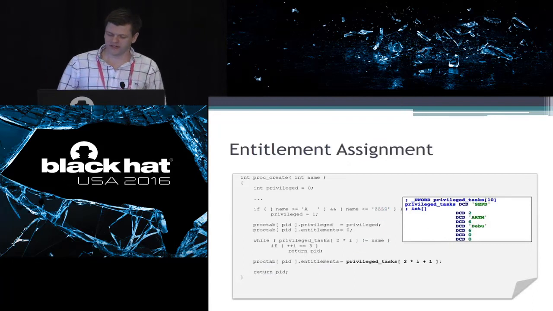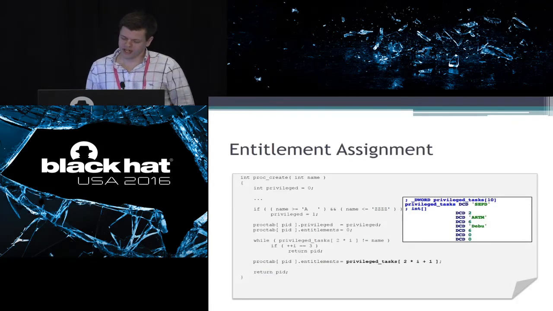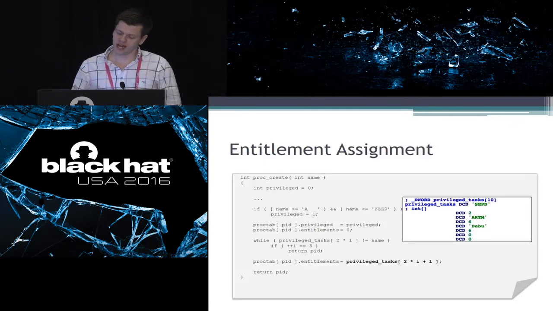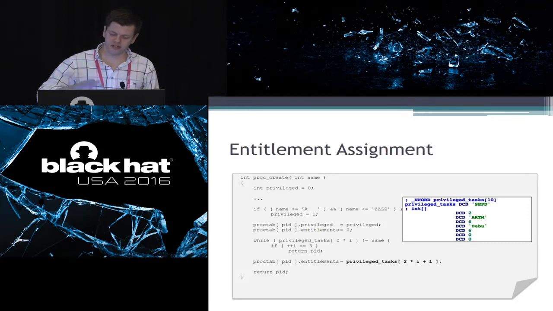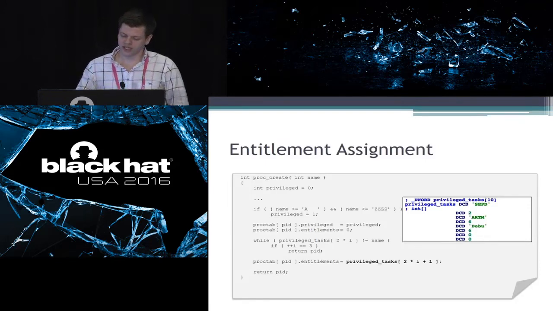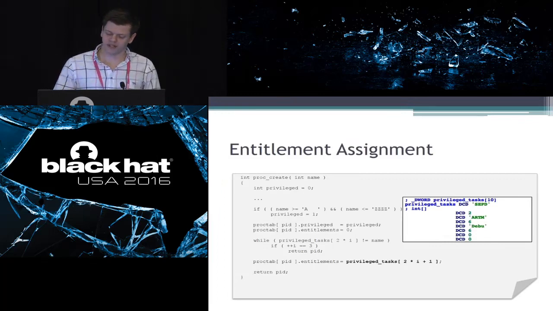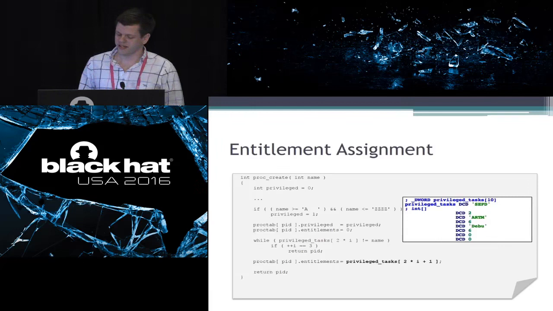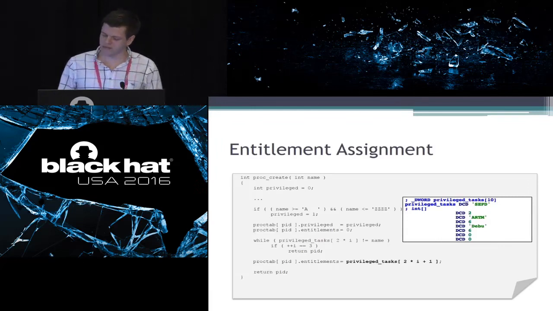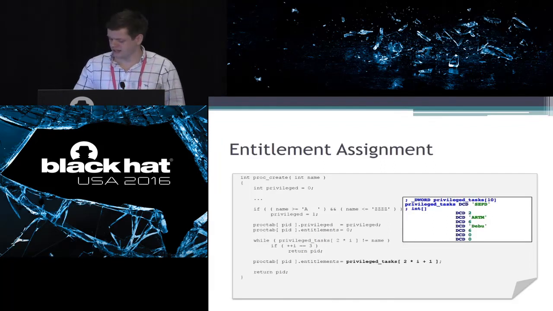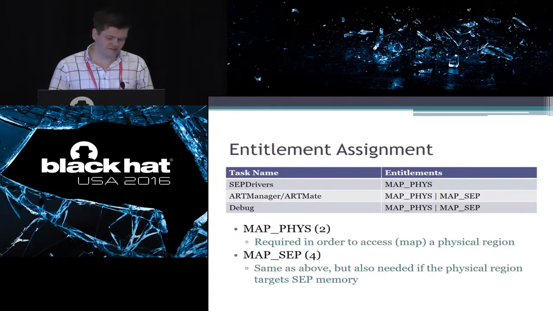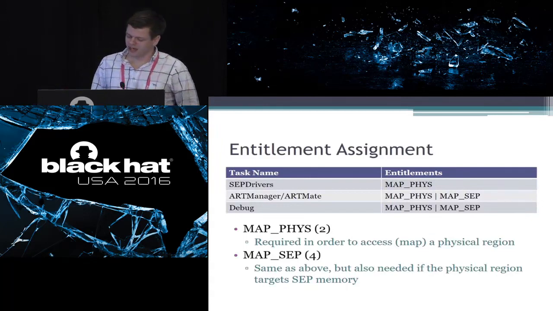So this is just a pseudocode representation of the proc_create function in the root task. So basically, when it does the create, it will use the name you give it and check against the database or a table. And if it's in this table, it will assign these entitlements to that running application. So in this case, there are 3 different entries. It's sepd, rtm, and debug. And they're assigned different values, like 2 and 6. So this is basically SEP drivers, art manager, and debug.